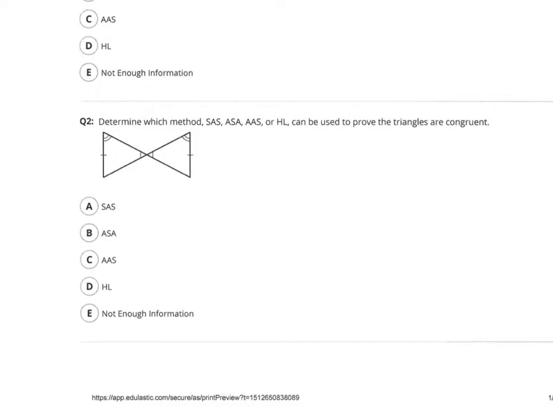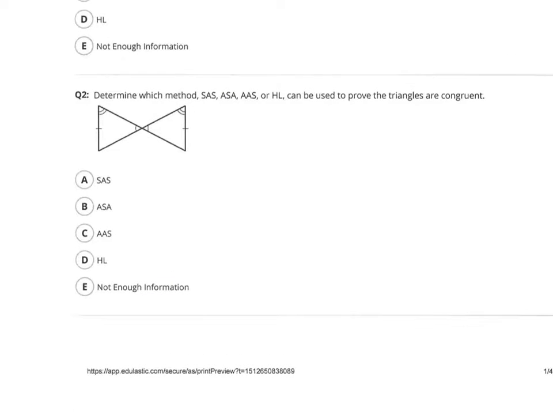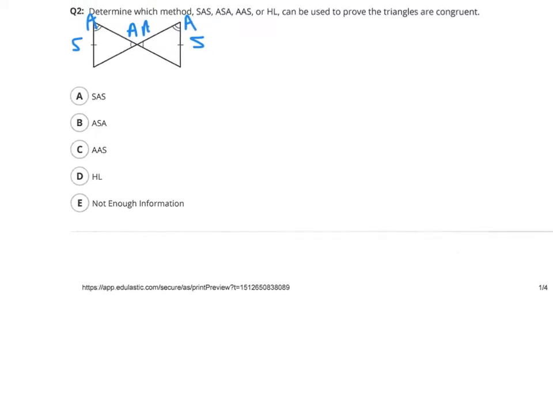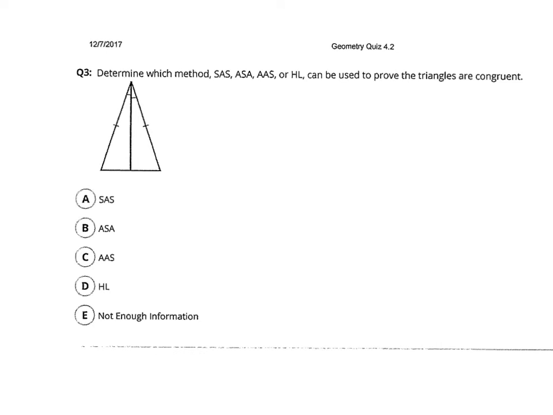Number 2, same thing. When I do these, a lot of times I'll say, okay, I've got a side and a side. Here's an angle and an angle, and here's another angle and another angle. Okay, so does that match up to anything on your list? Take a look. On to page 2. Same exact thing.